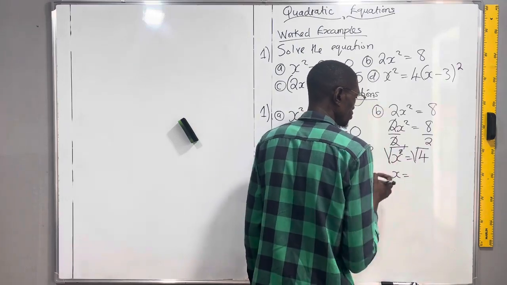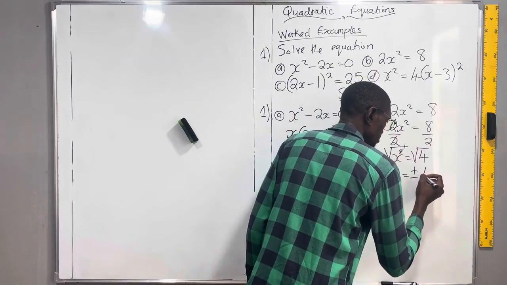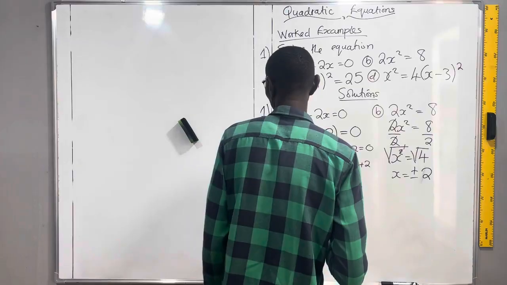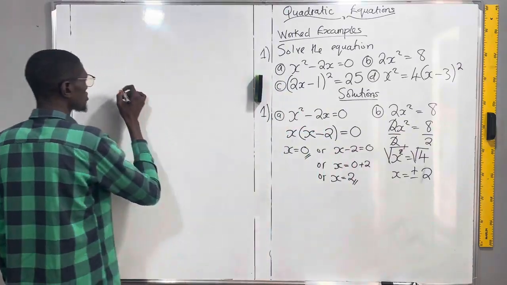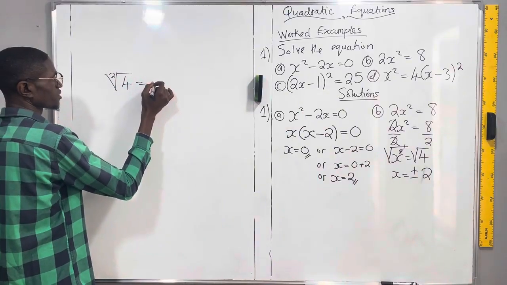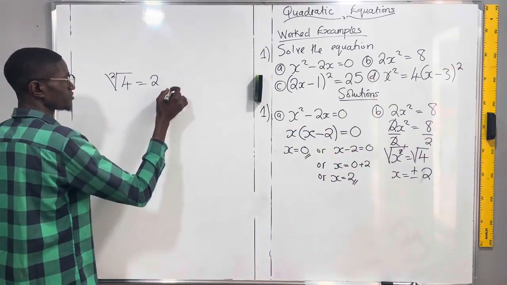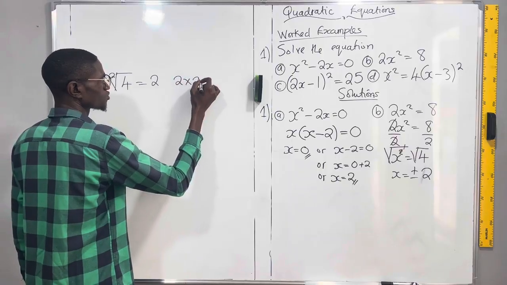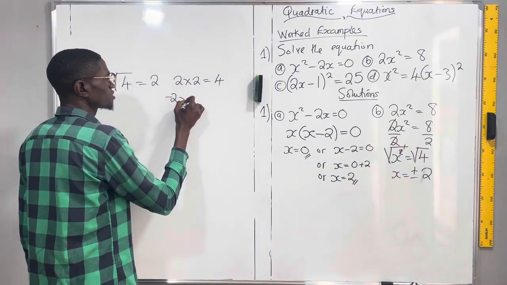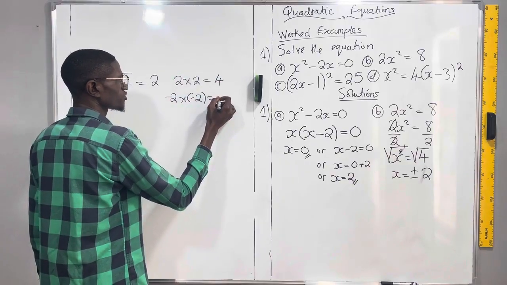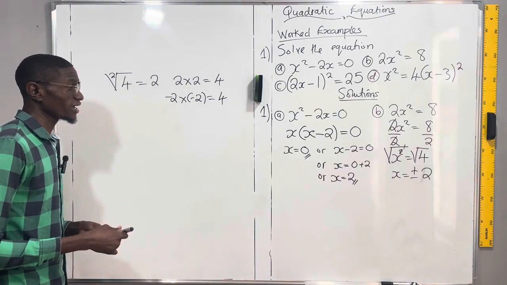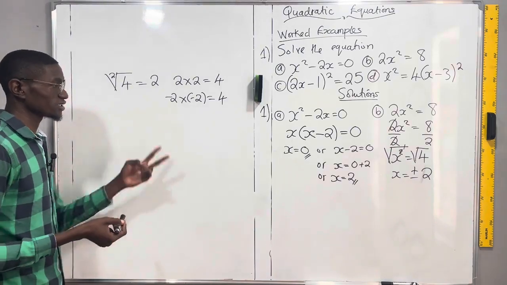Now, whenever you square root a value, you're actually supposed to find two answers. Why 2 answers? Because the square root of 4 is 2, right? Which simply means 2 times 2 gives you a 4. But negative 2 times negative 2 also gives you a positive 4. So that is why every time you square root a number, you should find 2 answers.